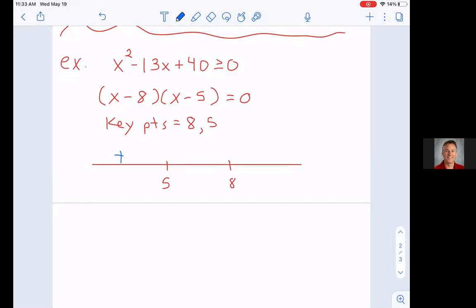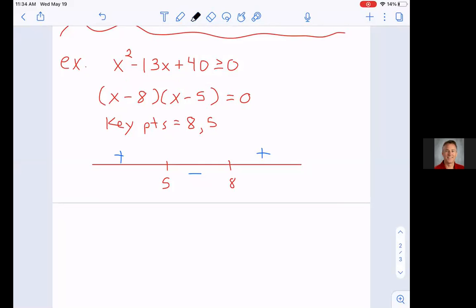Then I'll plug in a number between 5 and 8. So I'll take 6. Now you can do 6 or 7. Whole numbers, of course, would be easier. So 6 minus 8 is a negative. 6 minus 5 is a positive. Negative times positive will be negative. And then I'll plug in something to the right, like a million. That's going to be positive, that's going to be positive, and so then we get positive when we multiply those two.